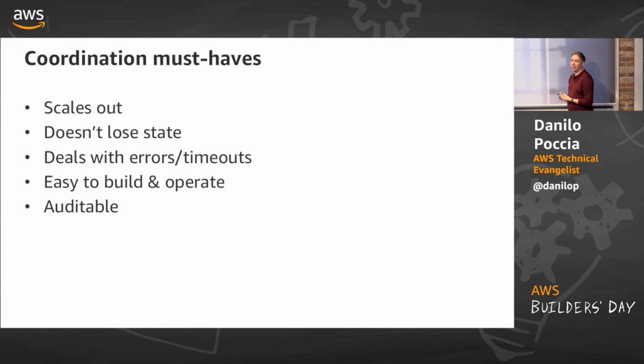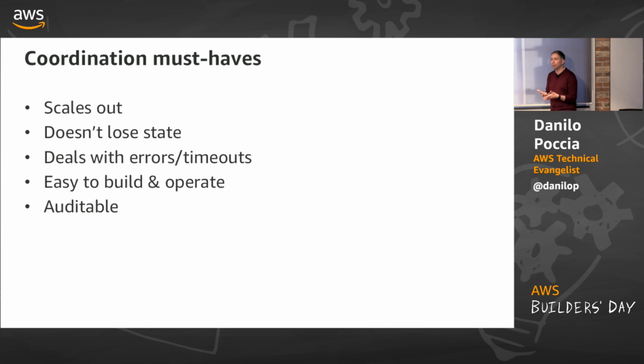So if we want, as AWS, to help you, we can introduce a coordination layer. And this coordination layer needs to scale out because, of course, we are creating an architecture that can automatically scale. So we don't want to introduce a bottleneck.